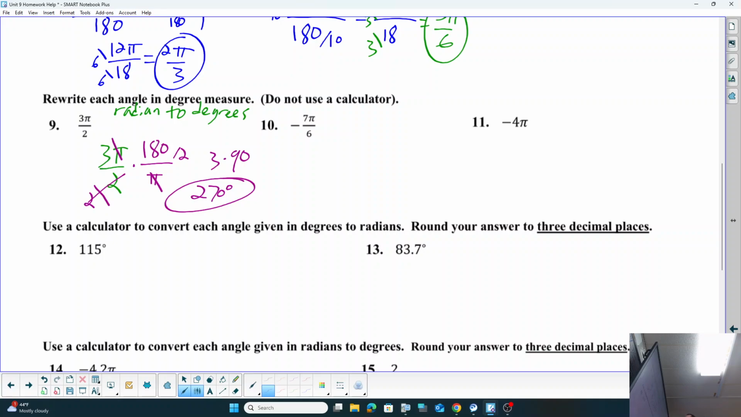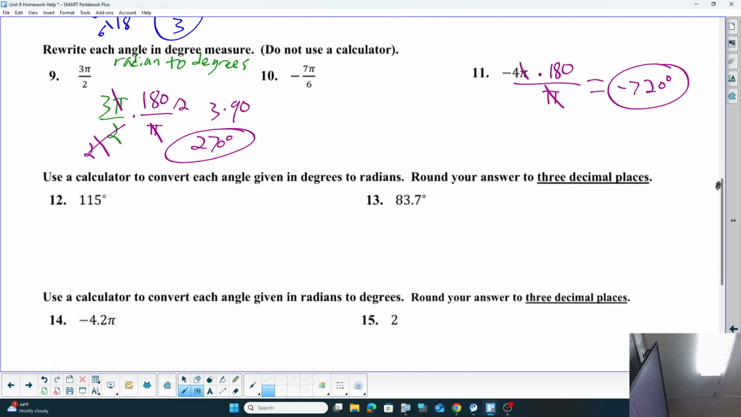So you try number 10. You try number 11. Remember, you're just timesing by 180 and dividing by pi. So whatever 4 times 180 is, you're going to try. 2 is 360, so would that be 720? Sounds like 720. Nice.